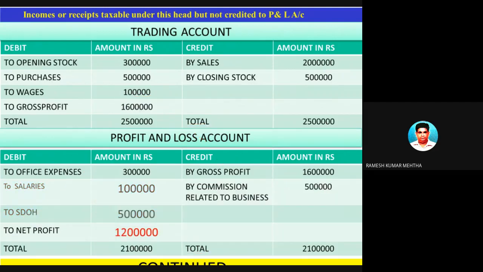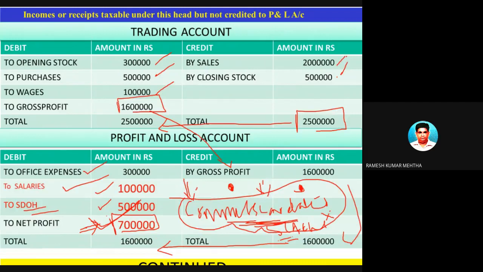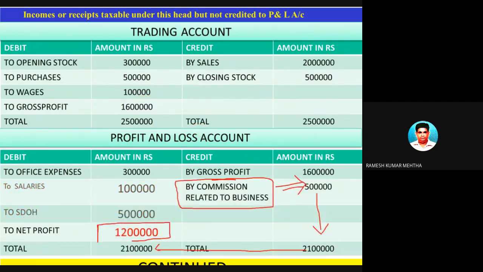Now in this statement of profit and loss account, I have credited this amount of commission related to business on the credit side. The total was previously 16 lakhs on the credit side; now it has become 21 lakh. So carry this to the other side. If you do the calculations, the net profit has become 12 lakh rupees. Previously, that net profit was 7 lakh rupees.